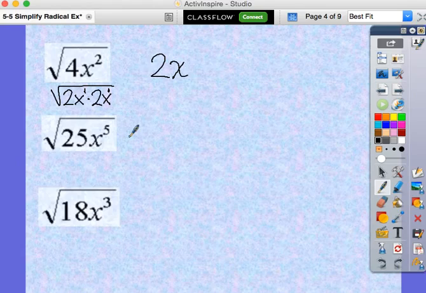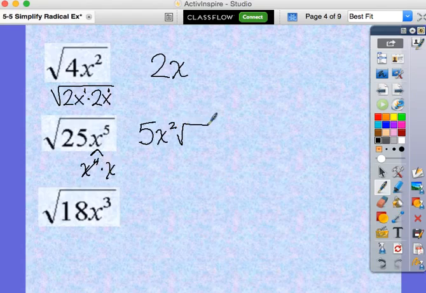Okay? Now this one, because this is not an even number, you're going to want to take the coefficient first. So what's the square root of 25? 5. Okay? And then remember, this can split apart into x to the 4th times x. So what's going to come out of the radical with the 5? X squared. X to the 2nd power. Good. Because remember, when it comes out, okay, and then we've still got the x inside.